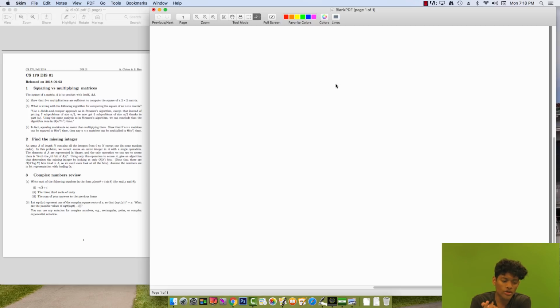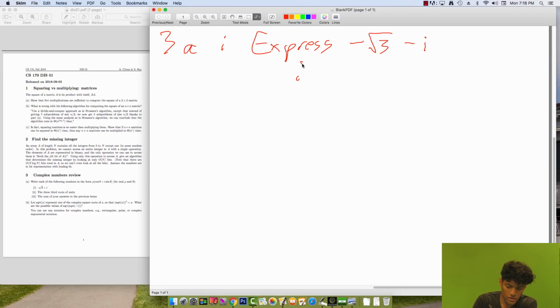Okay. At this point, we're about ready to tackle the worksheet. So let's start by looking at problem 3, part A, number 1. Okay, so this question asks us to express negative square root of 3 minus i in the form r cos theta plus i sine theta for real r and theta. If you think about what we've been working with so far, all this is asking is to convert from rectangular coordinates to polar coordinates, right?